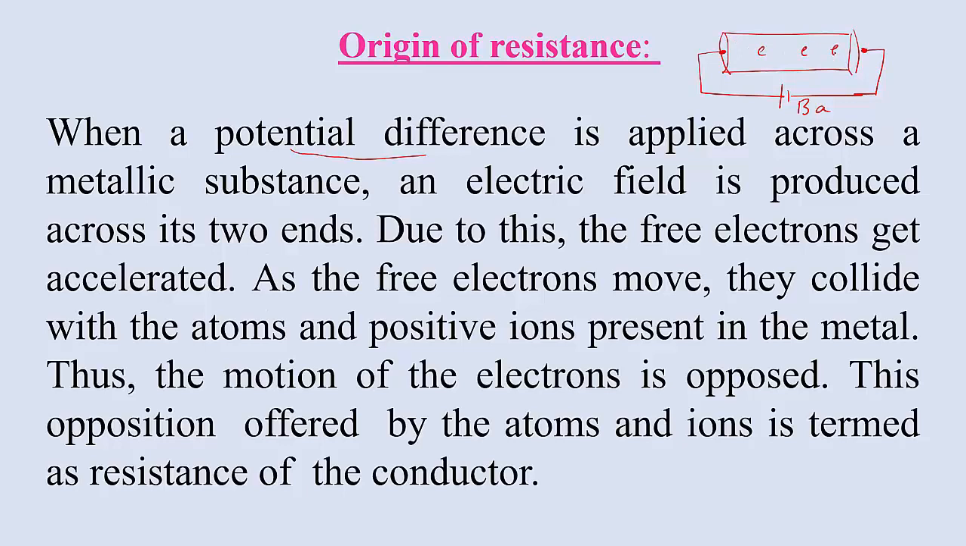So, all the free electrons get accelerated and they start to move towards the positive terminal of the battery. As the free electrons move, they collide with the atoms and positive ions present in that metal. Whatever fixed ions and atoms are present in that metal, when the free electrons start to move, they collide with each other. Thus, the motion of the electrons is opposed. This opposition offered by atoms and ions is termed the resistance of the conductor, and resistance is generally denoted by the capital letter R.